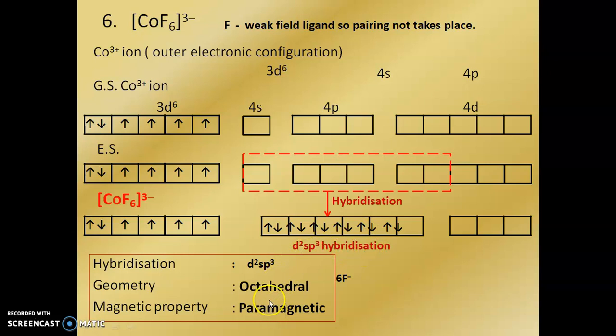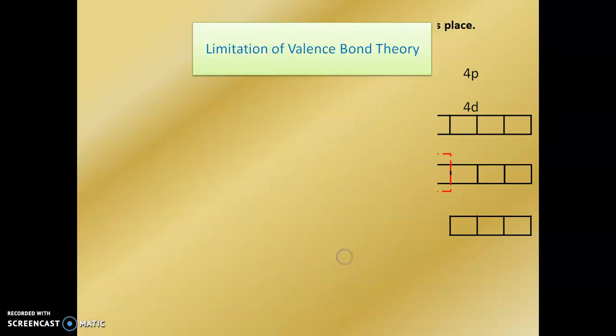The geometry is octahedral, and there is the presence of unpaired electrons. Because of the presence of unpaired electrons, the complex is paramagnetic.